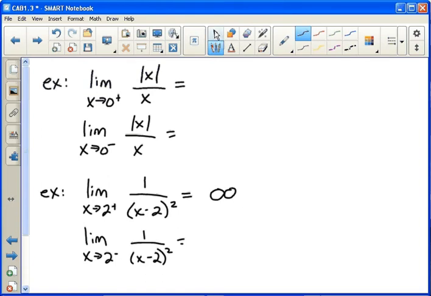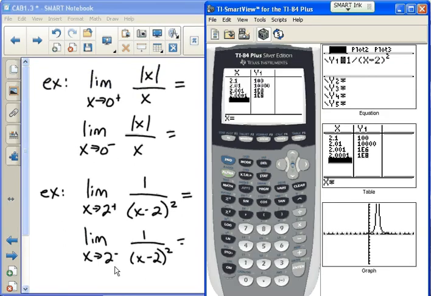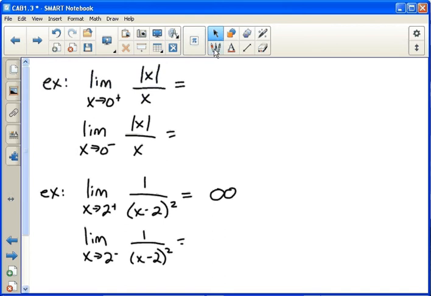Now let's do the same thing, but from the left-hand side. So for that we would need to do 1.9, 1.99, 1.999, and then 1.9999. You don't have to do all those if you don't want to. You can probably see the pattern is the same again. We go 100, 10,000, a million, 100 million. It's just growing larger and larger. So again, we get positive infinity.